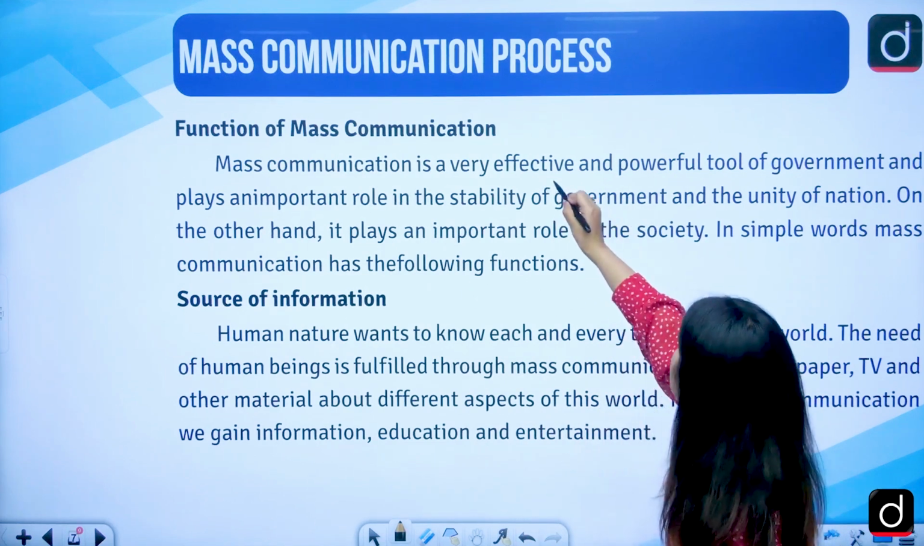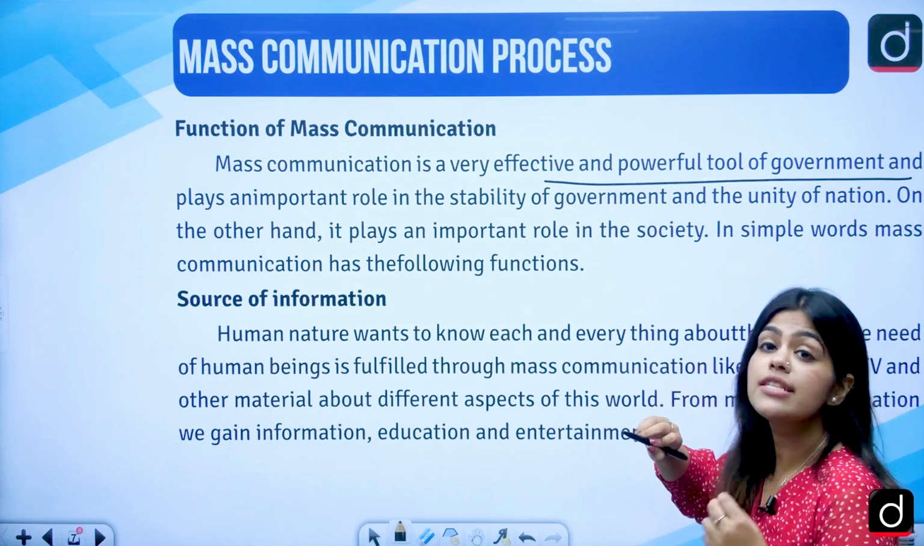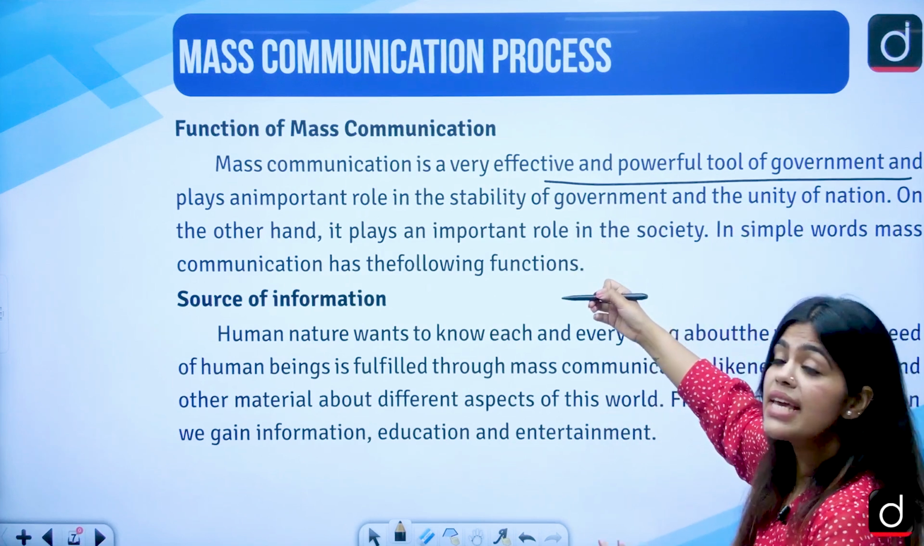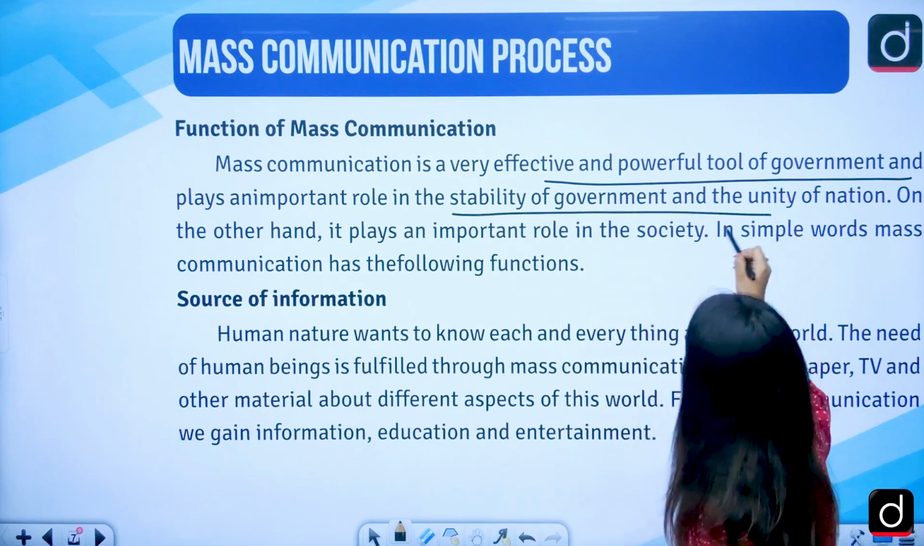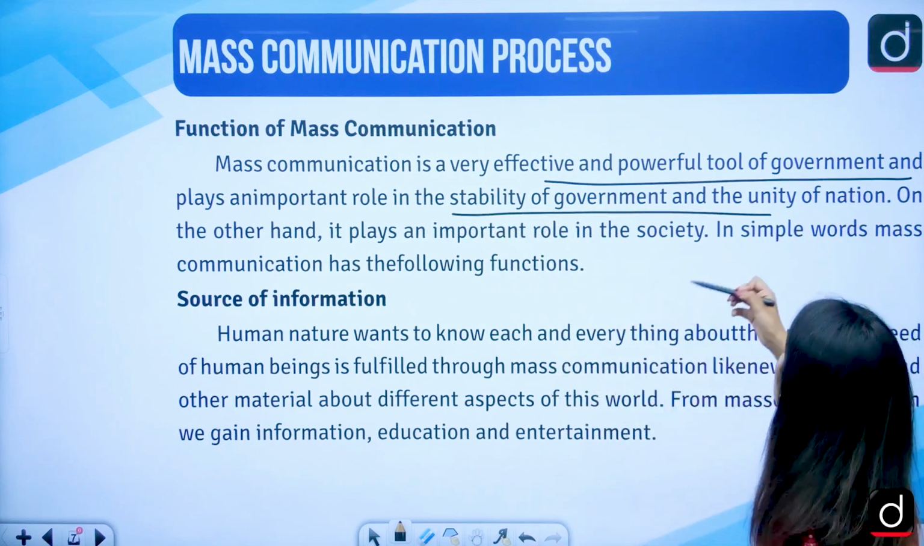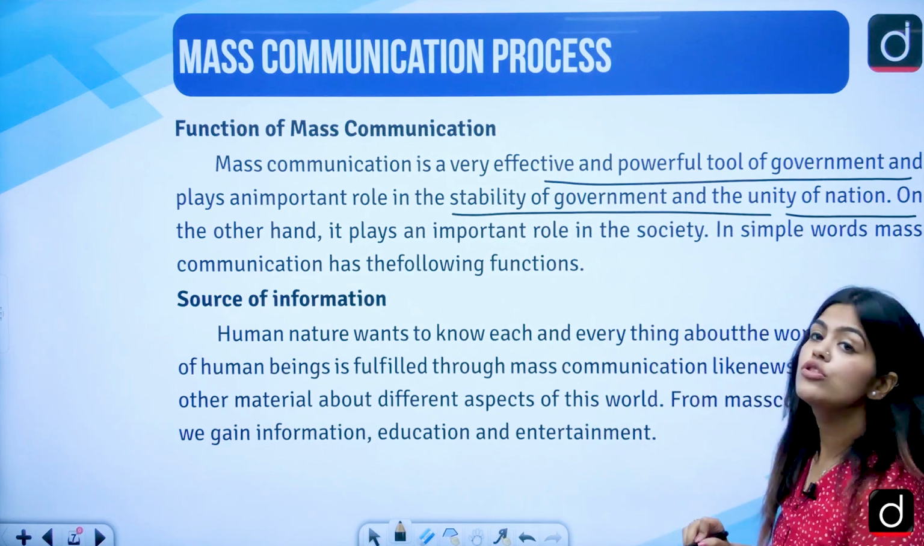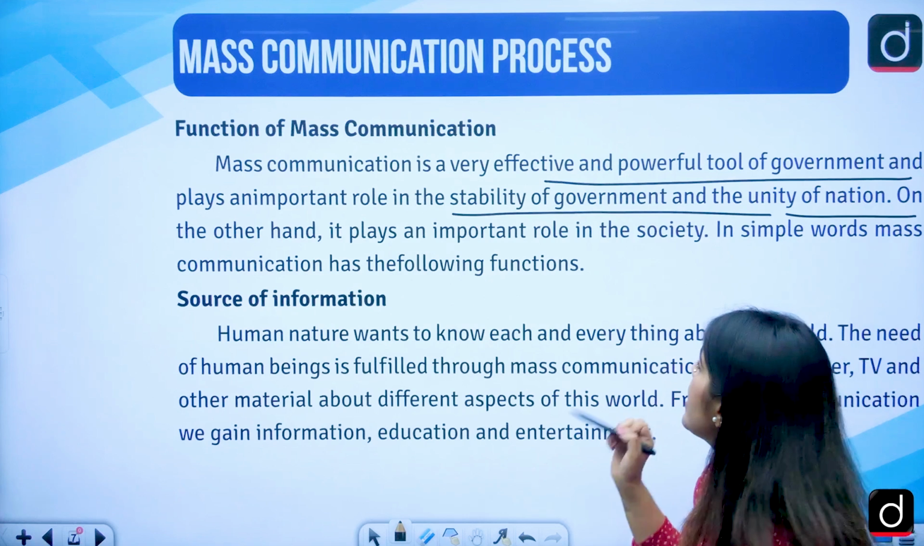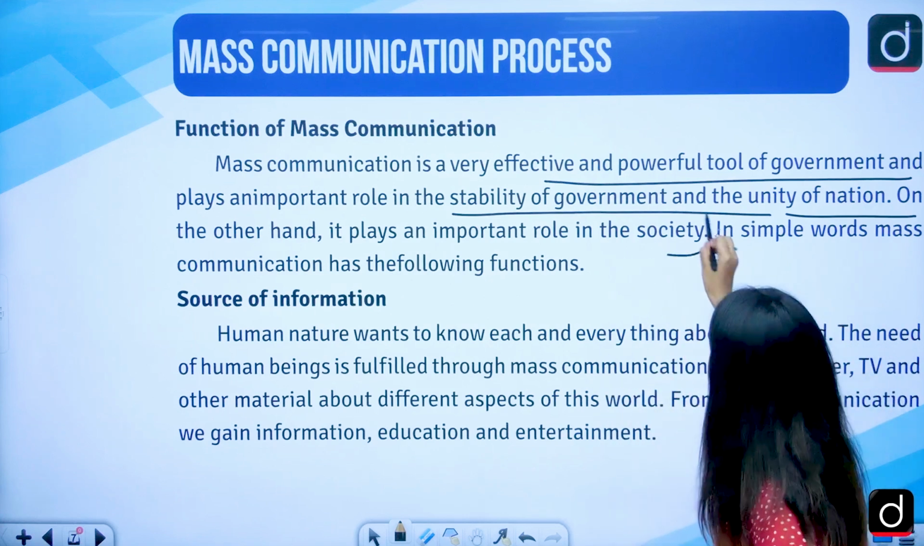Right? So it is a very effective and powerful tool. It is used by the government and it plays a very important role in seeing that there is stability in the government. Unity of the nation is also created because of mass communication. On the other hand, it plays an important role in society.